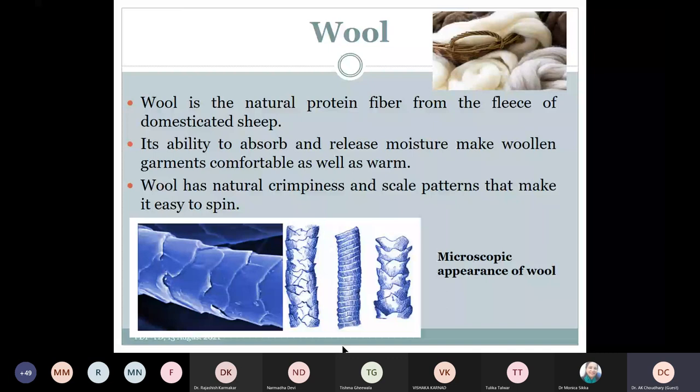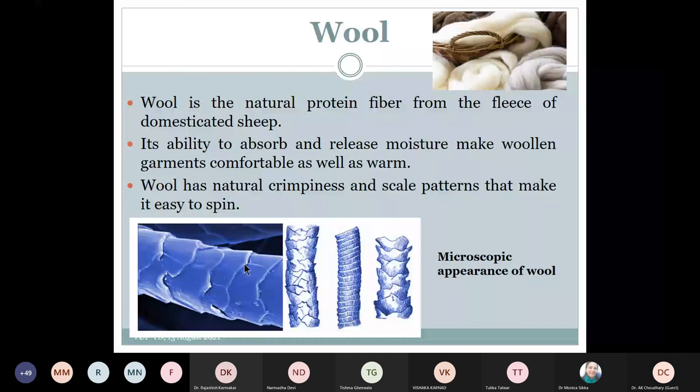Wool has natural crimpiness and scale patterns. Here you can see the scales of the wool. These scales of the wool entrap air, and that entrapped air gives insulation. So wool does not basically give a warm property by itself. It is the presence of scales on the surface of the wool fiber that provides the heat insulation properties, because of the air entrapped in the structure of the fibers.